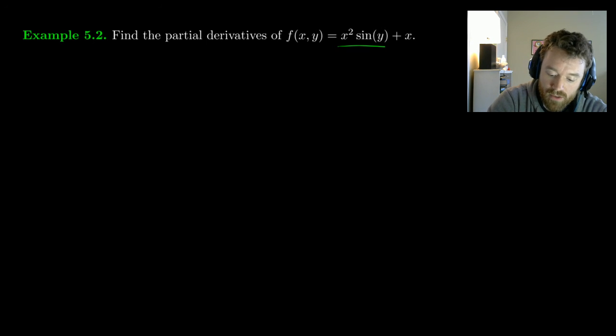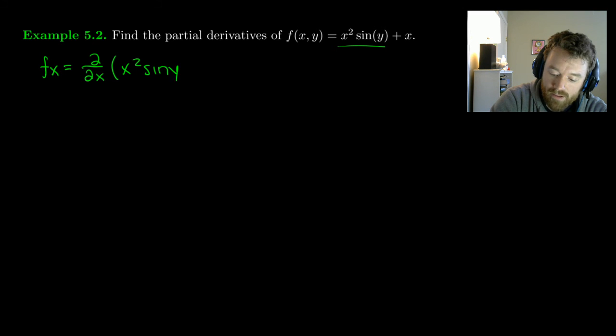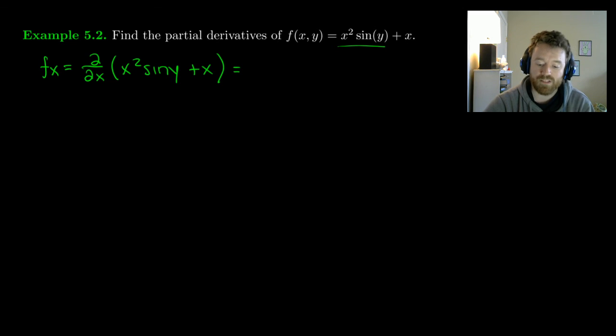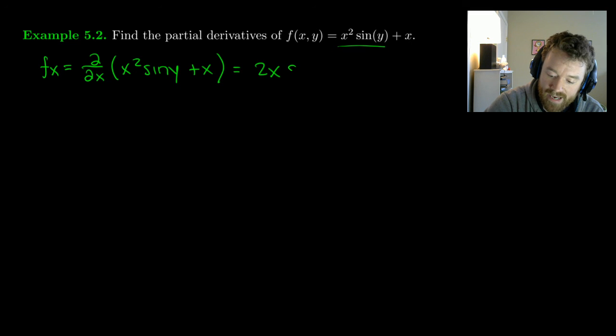Let's compute this though. So fx is going to be, again, partial with respect to x of x squared sine y plus x. This is the derivative of this function f with respect to x if I consider y as a constant. So this will be 2x times the constant sine y plus 1.